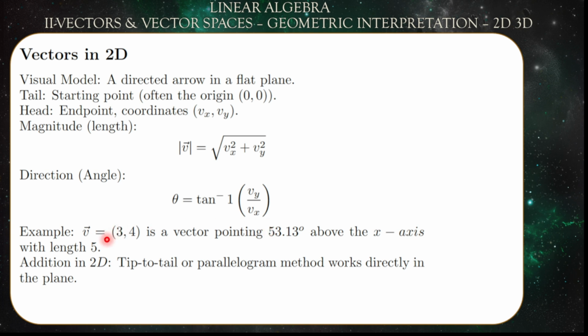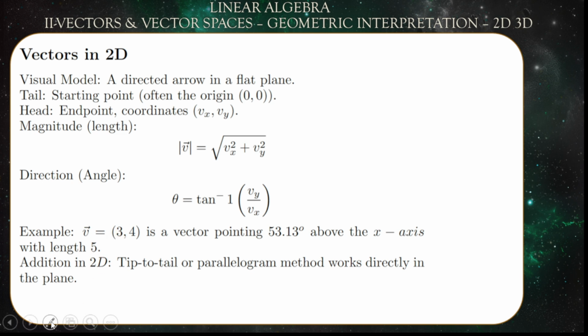So as an example, let's say you have the vector v equal to (3, 4). It's a vector pointing 53.13 degrees above the x-axis with length 5. Now, addition with the tip-to-tail or parallelogram method works directly in the plane. Now, let me talk about something important here.